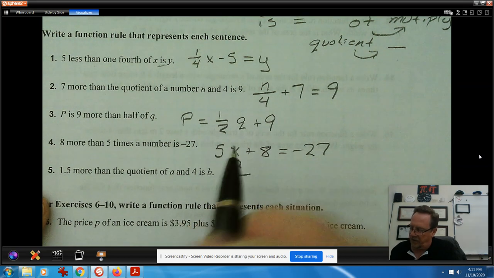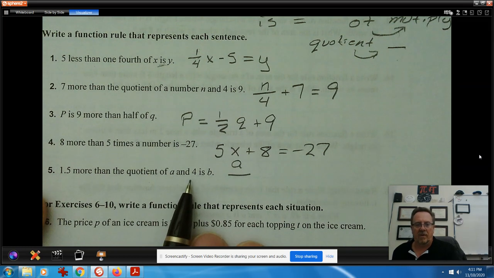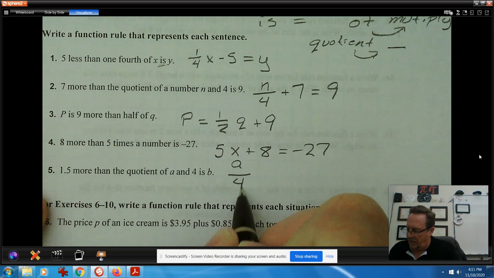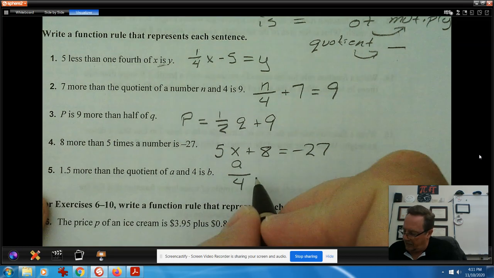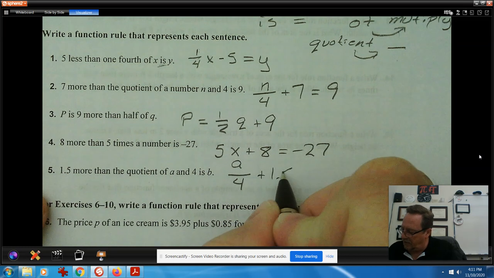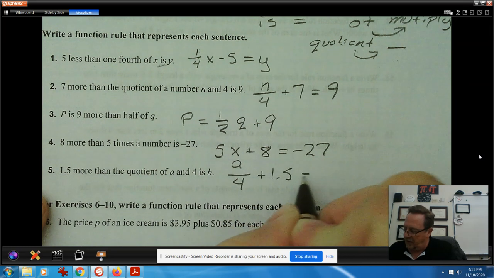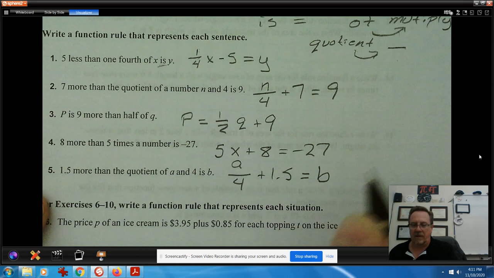What goes on the bottom? Well, the next thing it says, 4. Quotient of a and 4. So 4 goes on the bottom. And we want 1.5 more than that. So a over 4 plus 1.5 is b. There we go.